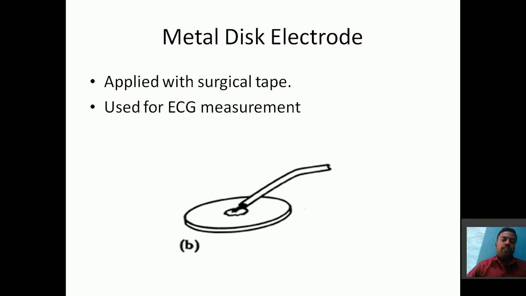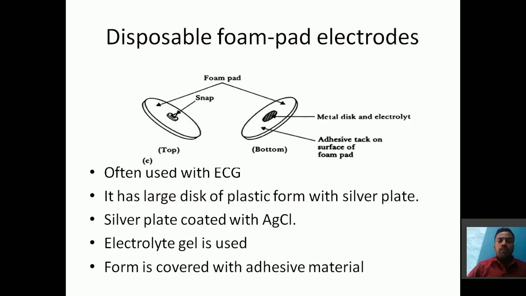Then the metal disc electrode, which is also used to measure the ECG. It needs some surgical tape to fix the electrode to the body. Then there is the disposable foam pad electrode. This electrode is very easy to fix, and it is disposable, one-time use, at a very cheap rate. Here we have a silver electrode, and no adhesive or surgical tape is needed. This type of electrode is what we currently use to measure ECG.